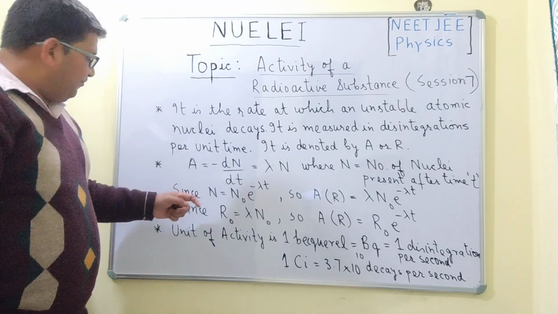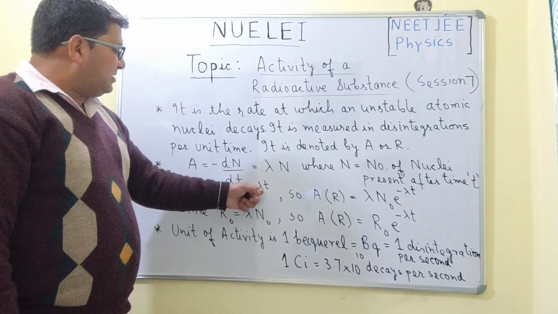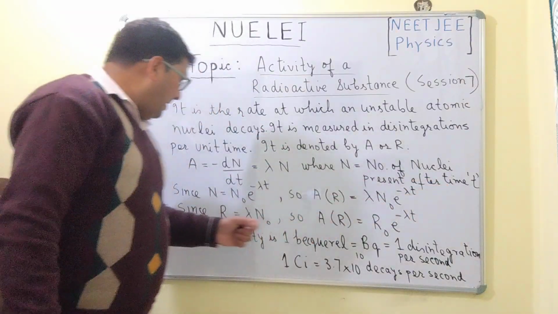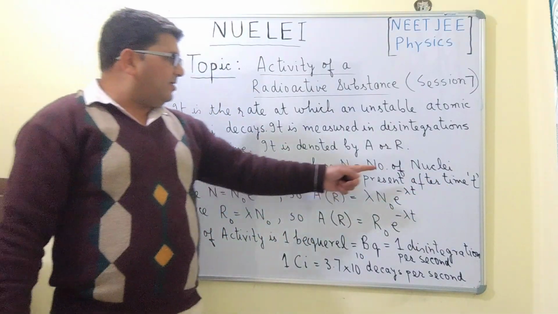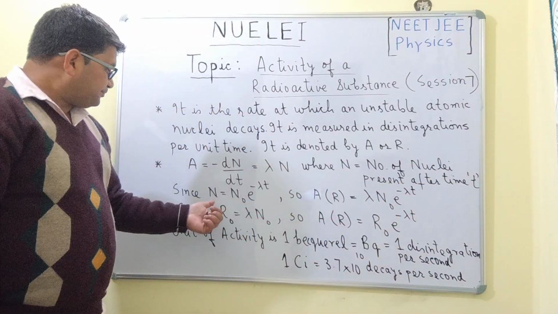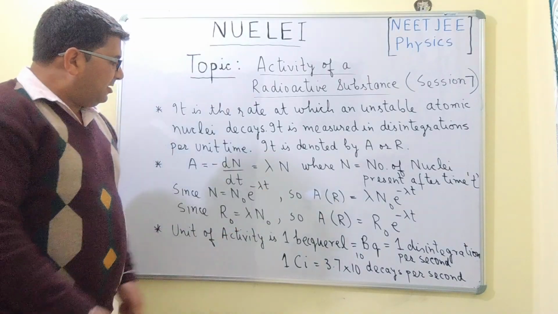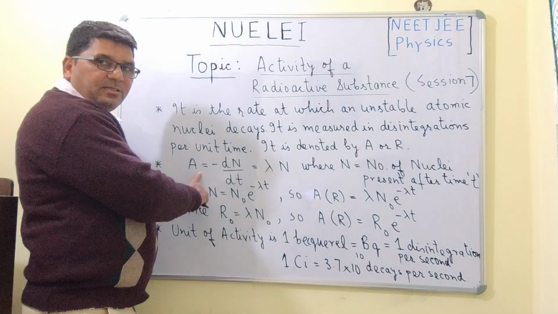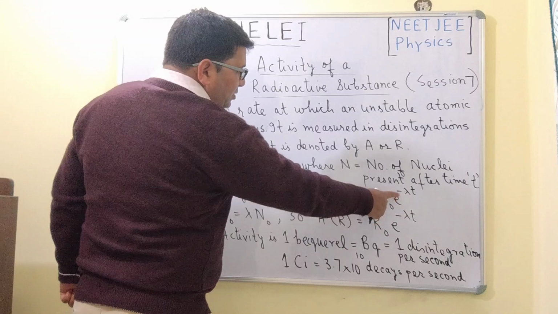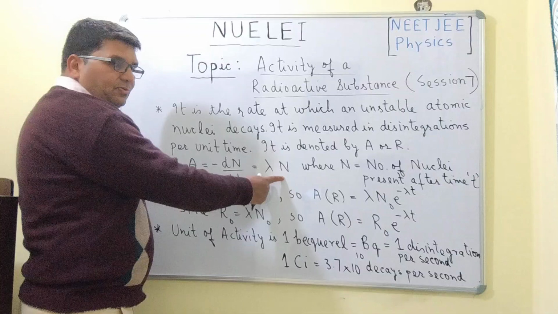So in the session number 4 we have studied that N is equal to N naught into e to the power minus lambda t, where N is the number of nuclei present after the time t, and N naught is the number of radioactive nuclei which is present at t is equal to 0. And since N is equal to N naught into e to the power minus lambda t, therefore this activity, that is A or R, will be equal to lambda N naught into e to the power minus lambda t, because I have substituted the value of this N in this equation.